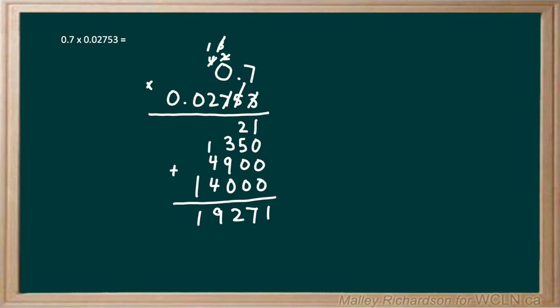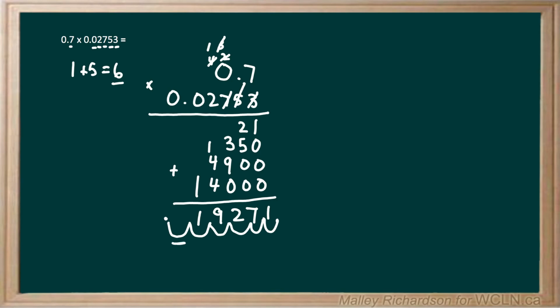So now that we have all of our digits in our final answer, we have to worry about our decimal. In our original question, we have 0.7 with 1 digit behind the decimal, and 0.02753 with 5 digits behind the decimal. So 1 plus 5 gives us 6, and we're left with 6 digits behind our decimal in our final answer. So if we start here, we bring our decimal over once, twice, 3 times, 4 times, 5 times, and 6 times to end our decimal right here.